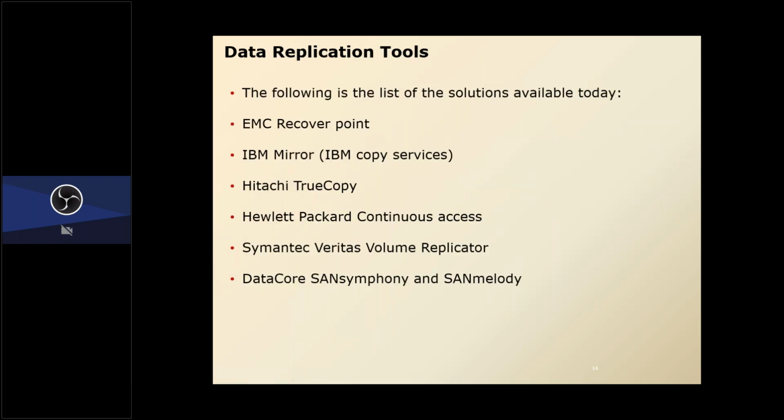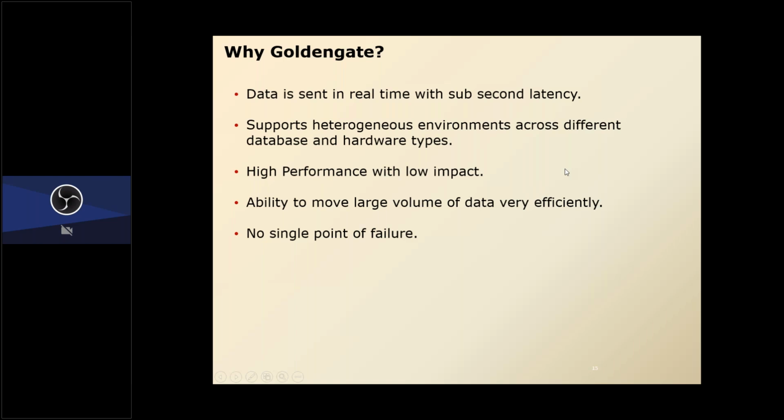So Goldengate is a change data capture tool product. Now Goldengate has its competitors available in the market. It's not like Goldengate is a standalone player. Goldengate has its own competitors like EMC RecoverPoint, IBM Mirror, Attunity as well, and Shareplex as well. Those are the competitors available in the market. But still, Goldengate is a widely used solution. Why? The reason being, Goldengate sends the data in real time with sub-second latency.